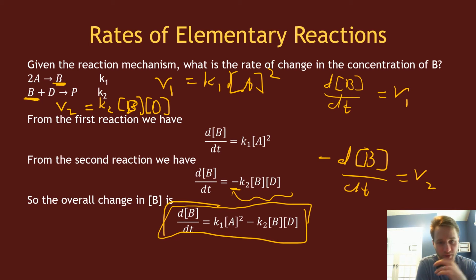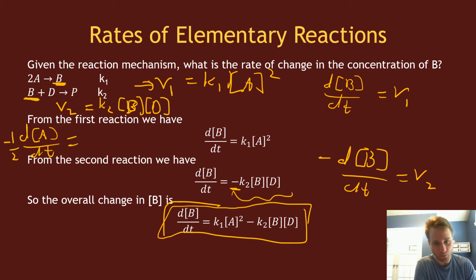Now, if we were to do the same thing for A, we need to take into account that in that first reaction, this is the rate for the first reaction. But the change in concentration of A with respect to time, times minus 1 over 2, equals V1. So for the first reaction, solving for dA/dt equals minus 2 V1, and I can plug in V1 from up there.